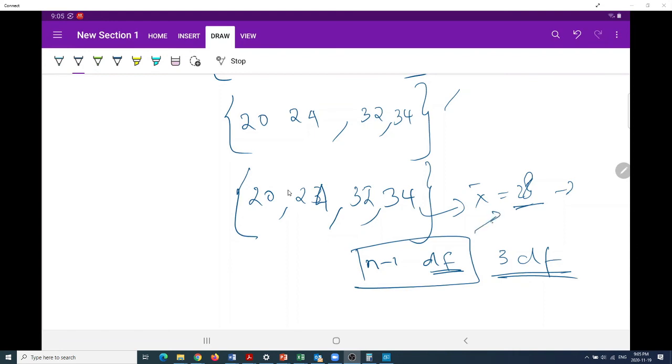And this is the idea of degrees of freedom, where the fourth parameter is not allowed to vary and it has to be a certain value such that the sample mean is equal to what you know it is. Right, and that's it for this video.